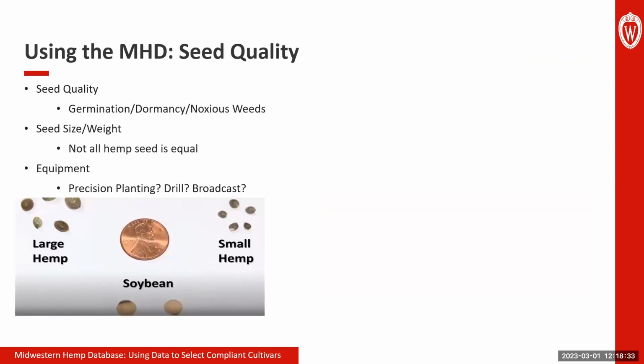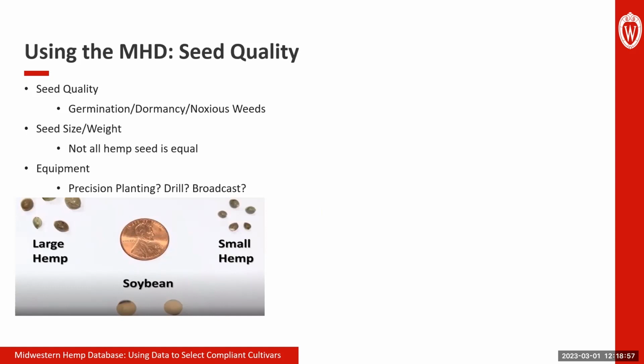But I do have a few things I would like to share from our preliminary work about the data that we've collected and how it can be used to inform selections. So I think it's very important to understand, again, that because of the state of hemp seed certifications across the country and across most of the world, actually, seed quality for hemp is a little iffy at best.